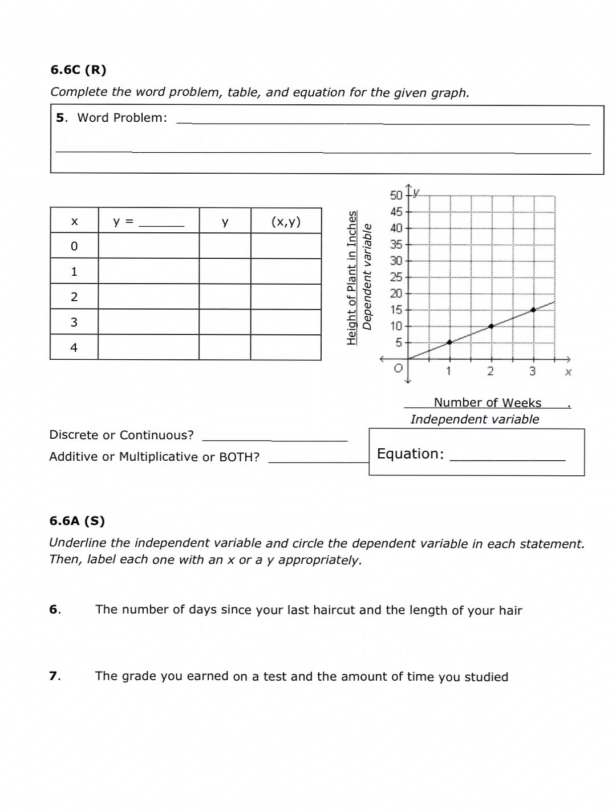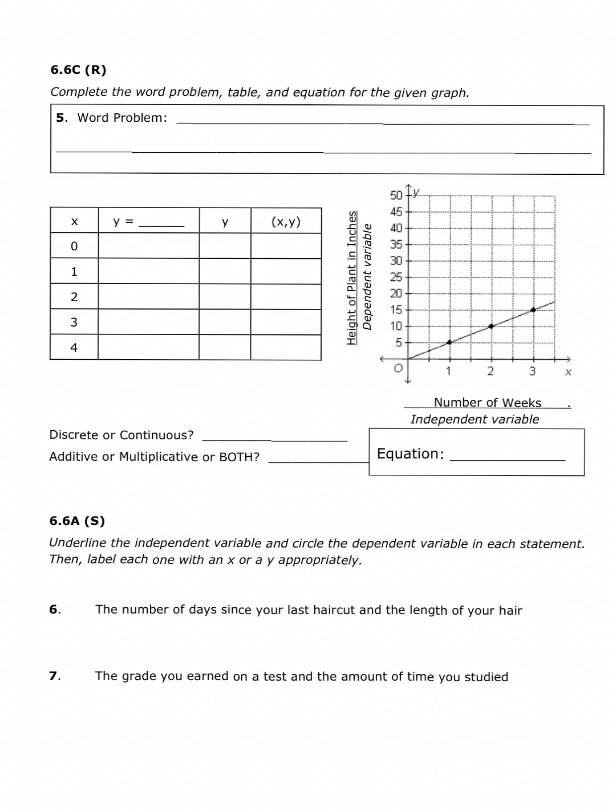Complete the word problem, table, and equation for the given graph. 5. Word problem. Your y-axis says height of plant in inches. X says number of weeks. Discrete or continuous, additive or multiplicative, or both.